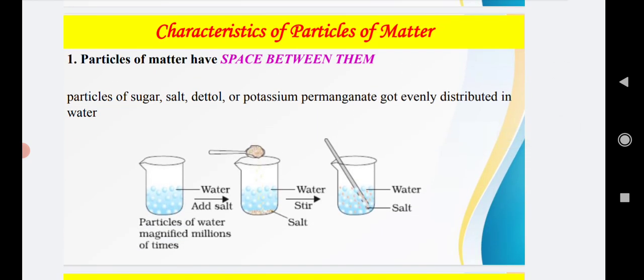First, particles have space between them. When you try to dissolve sugar, salt, Dettol, potassium permanganate, or any other substance in water, we can get them accommodated to a certain extent. This means that water molecules are so spaced that they can accommodate sugar molecules, salt molecules and all, as we have seen in our first slide also. So this point is clear. The particles of matter have space between them.